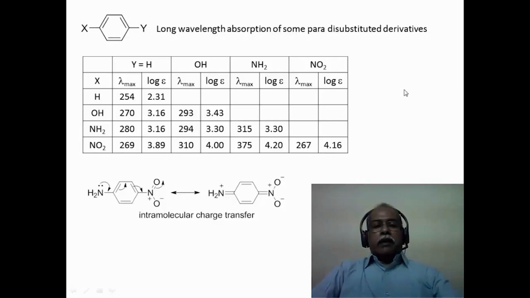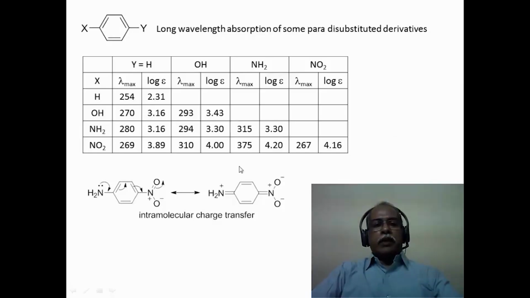On the other hand, if the two functional groups are not sterically hindered and they are further away, as in the case of the para disubstituted derivative, and if one of them is an electron donating group and the other is an electron withdrawing group, you can observe an intramolecular charge transfer band in the aromatic system. That is what is illustrated in this table. If you look at the table carefully, the auxochrome effect is very clearly seen, going from benzene at 254 to phenol 270, aniline 280, and nitrobenzene 269, measured in this case, I believe, in ethyl alcohol as a solvent.